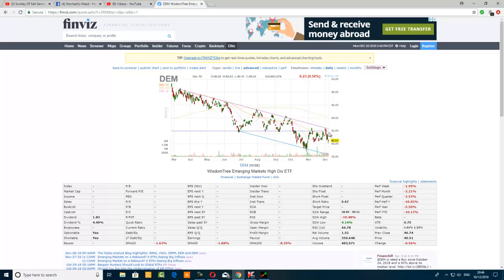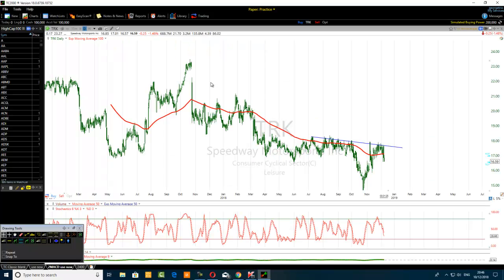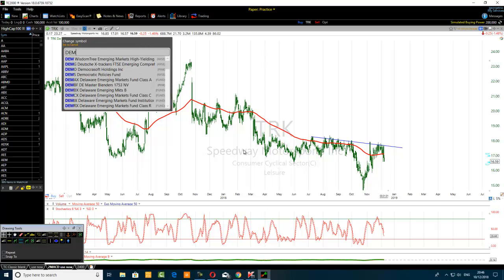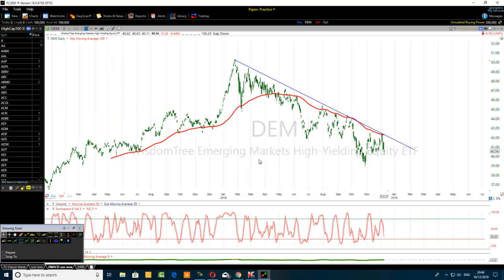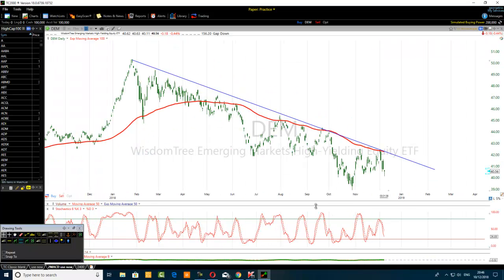So you see here, or you can just look for the epic, it is DEM, and I can just go to TC2000 and put the epic of the stock into my TC2000, so I can zoom into it instead of looking at it on that website like this. I'd prefer to look at it like this, all right? So here it is on TC2000.